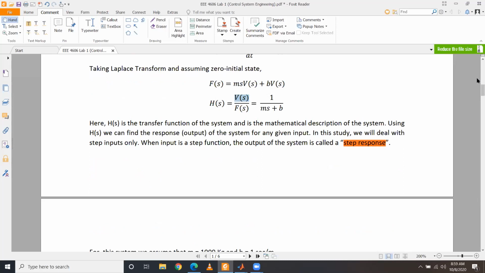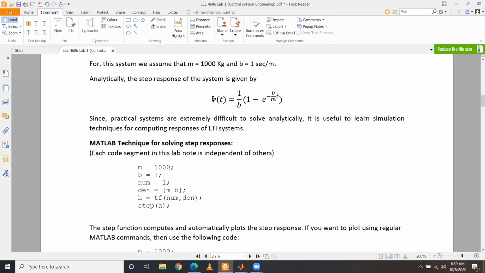If you do the inverse Laplace transform of this equation and solve in the time domain, this is the result that you'll get. If you solve for the velocity in the time domain, taking the input, which is the force, as a step function, you'll get this equation. This is the analytical solution in the time domain.